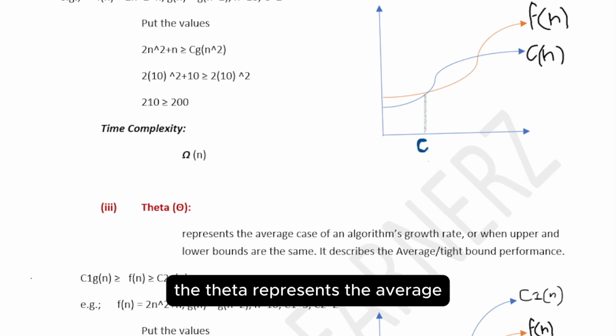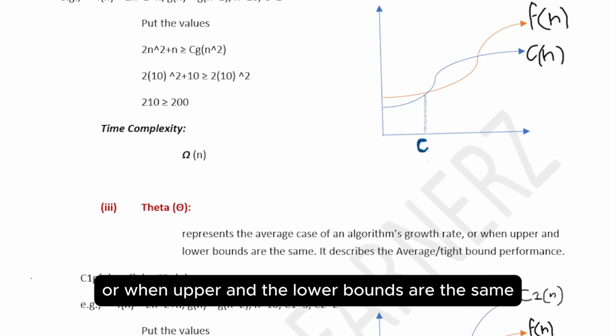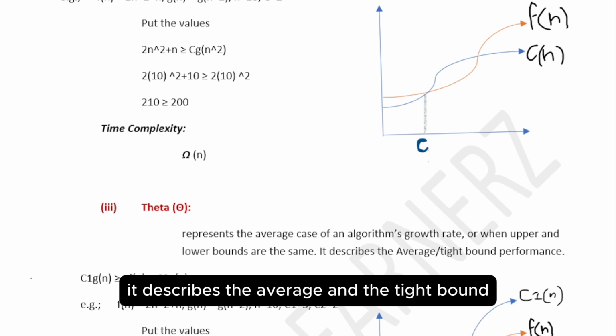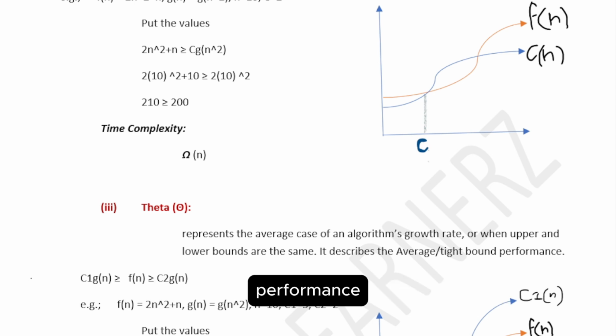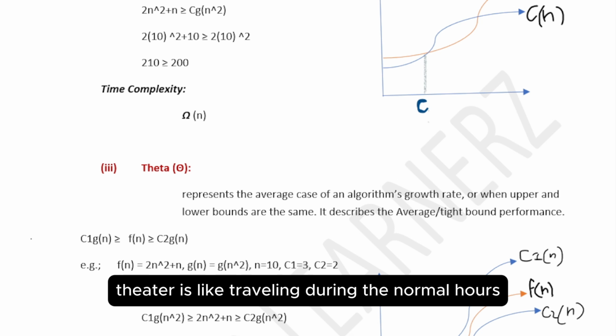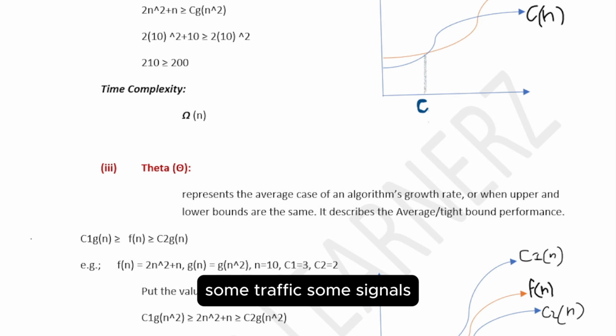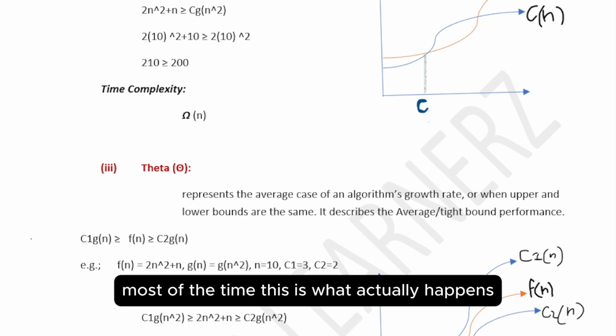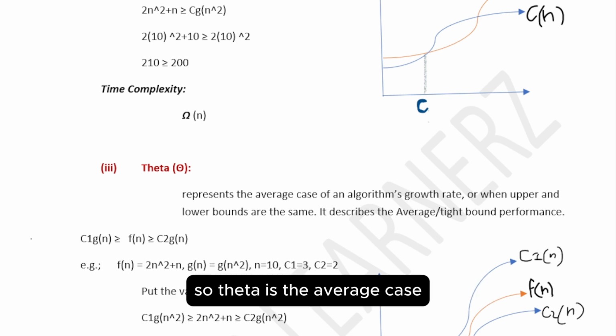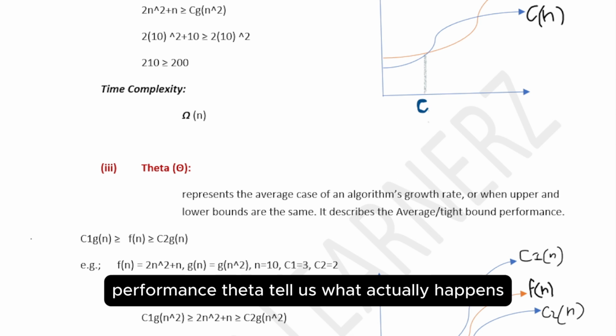Theta represents the average case of an algorithm's growth rate, or when upper and lower bounds are the same. It describes the average and the tight bound performance. Theta is like traveling during the normal hours. Some traffic, some signals, normal conditions. Most of the time, this is what actually happens. So, theta is the average case performance. Theta tells us what actually happens.